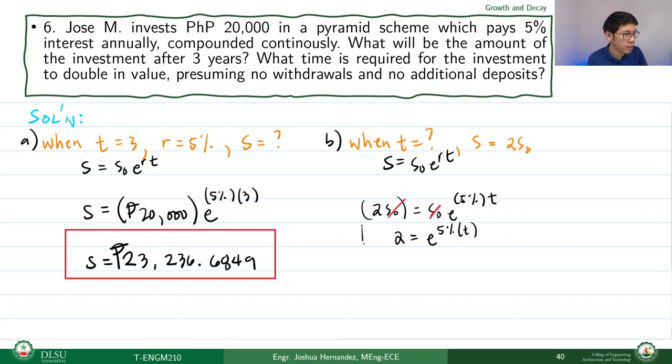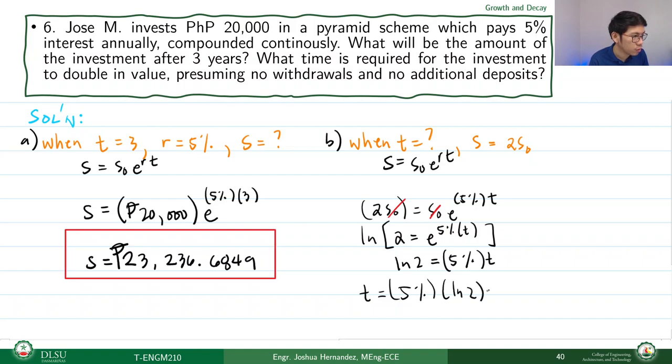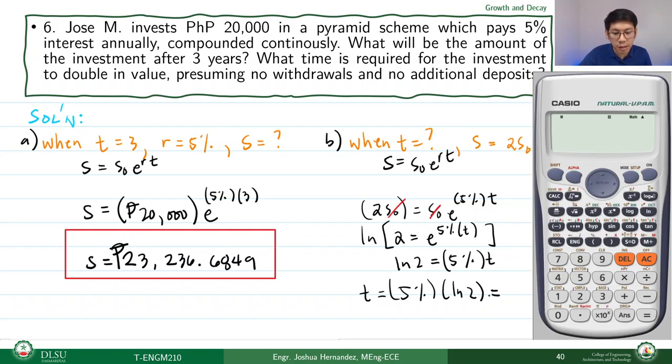Okay. If we ln both sides, we have ln 2 equals 5% times T. So therefore, T is equal to 5% times ln 2. And this will give us, labas natin ng calculator natin, 5% multiplied by ln 2.